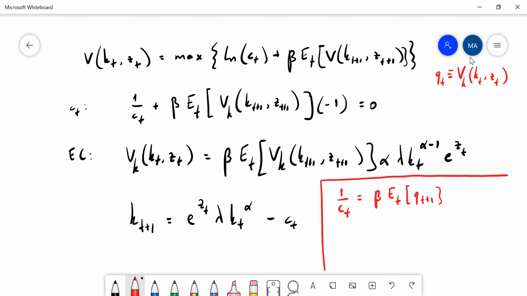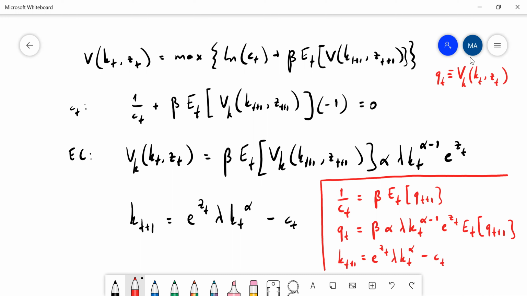All right, so we define Q in this way. So QT plus 1 is here. Of course, we are taking the expectation. Then you have QT equals beta times alpha lambda KT to the alpha minus 1, e to the ZT, expected value of QT plus 1. And then you have the resource constraint, okay? E to the ZT lambda KT to the alpha minus CT, right?